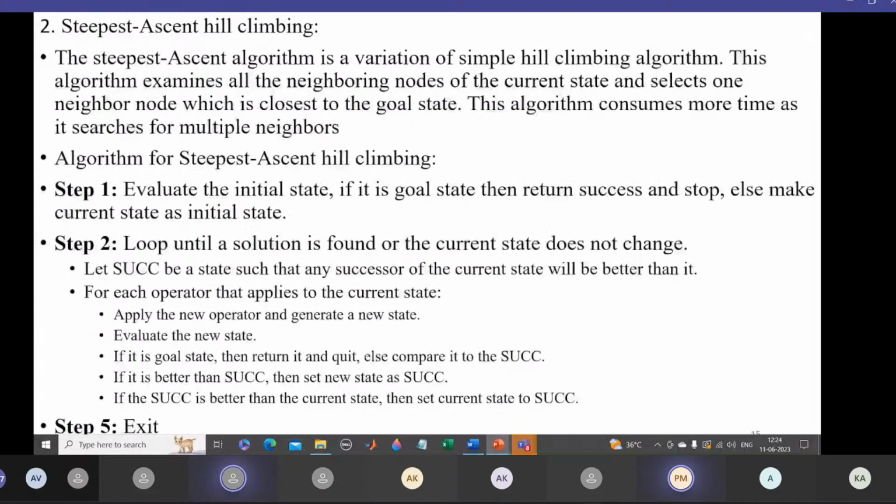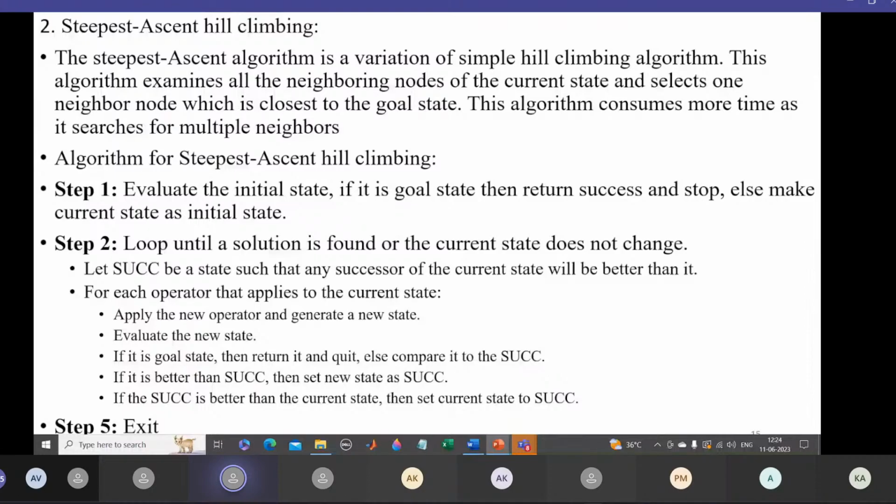And what is steepest ascent hill climbing? Simple hill climbing nearest next neighbor மட்டும் தான் பார்ப்போம். So it is a variation of simple hill climbing. It is going to examine all the neighbor nodes of the current state, and among the neighbors, it is going to select one neighbor which is very close to the goal state, because it is going to consume more, because it's going to search all the multiple neighbors.